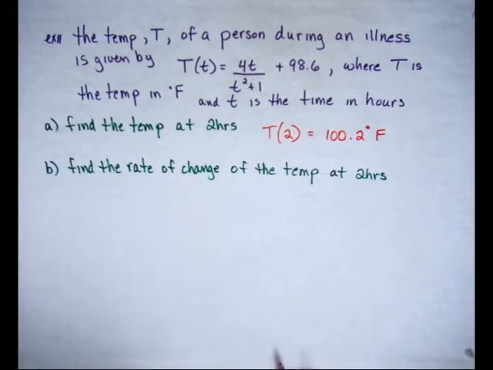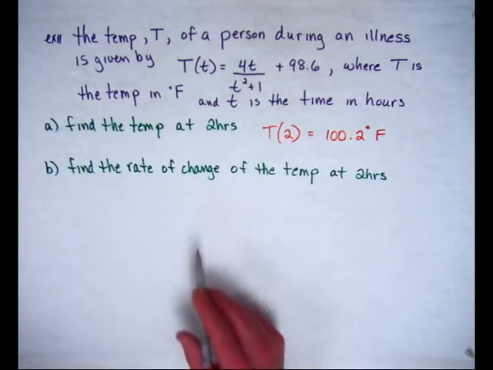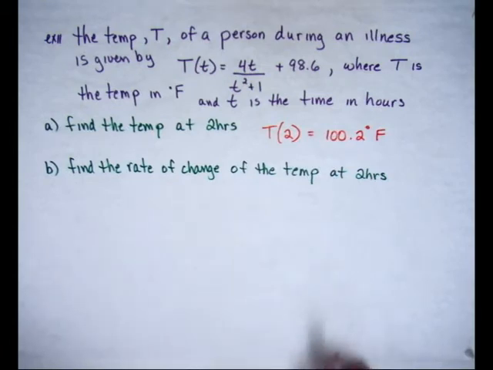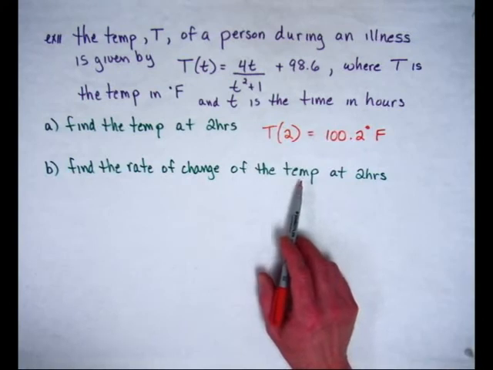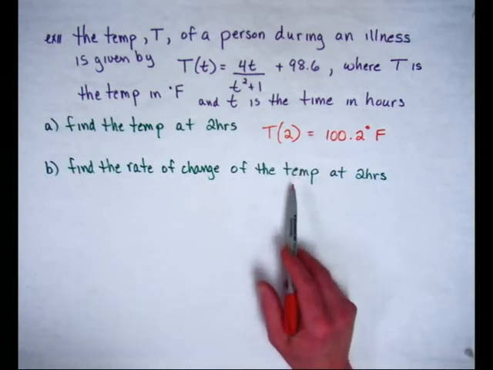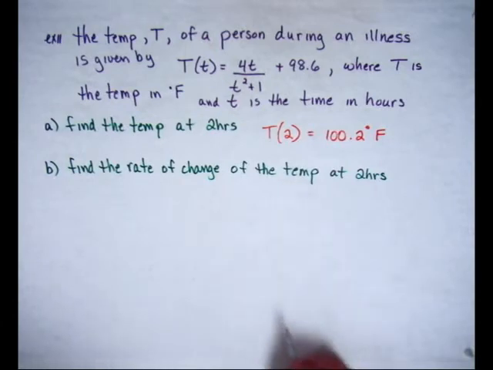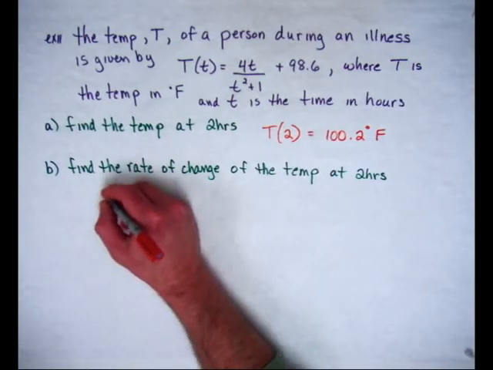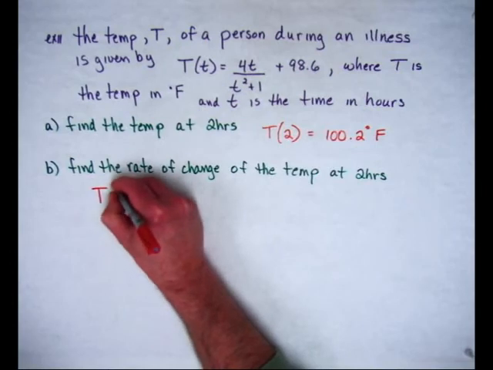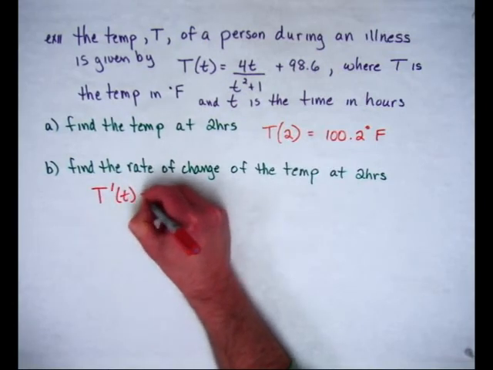What if we were more interested in knowing whether the person's temperature was increasing or decreasing? That's called a rate of change. So the second question says, find the rate of change of the temperature at 2 hours. This would be a question of, I think, a lot more importance than just knowing the temperature. Is the person's temperature still rising? Is it falling? How fast is it rising? This is a rate of change problem. It's the slope of a tangent problem. So what we're going to do here is simply take the derivative. So we're going to take the derivative, T prime of t.